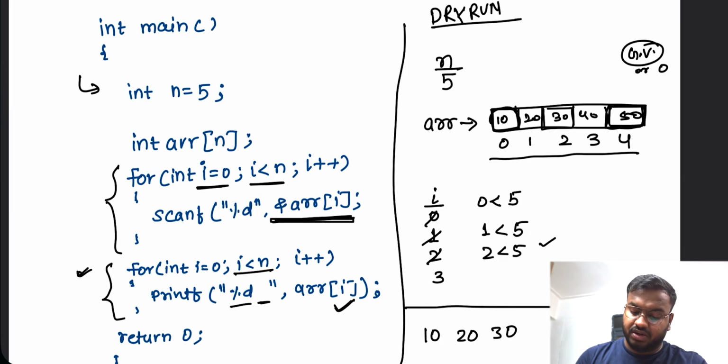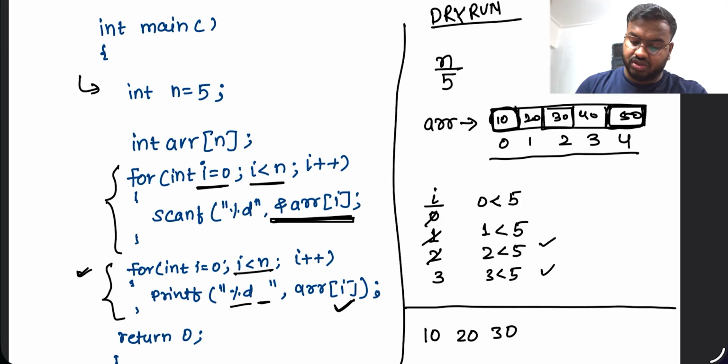Then this will increment to 3, and 3 less than 5 is also correct, so array of 3 will be printed. Array of 3 is 40. Then after, 4 less than 5 is also correct, so array of 4 will be printed. Array of 4 is 50.